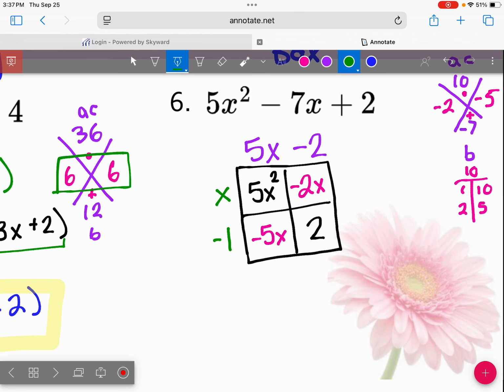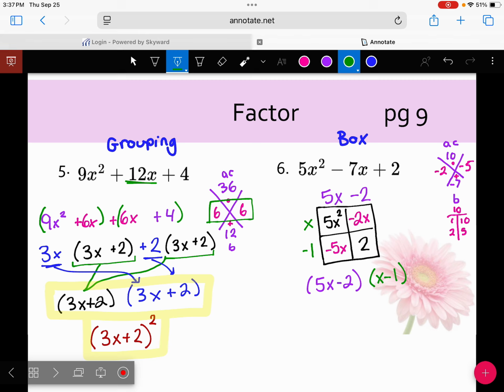So when we write this into our factored form, we're going to have our 5x minus 2 and our x minus 1. So that gives us number 5 by grouping and number 6 with the box method.